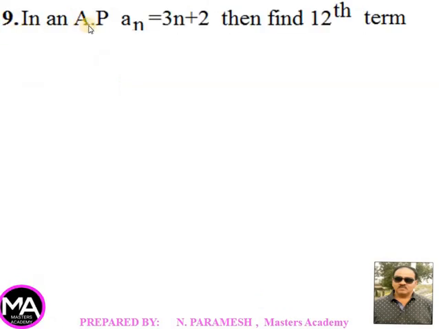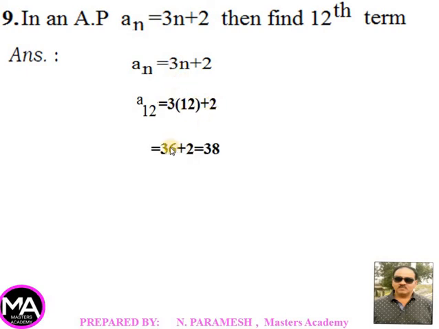Ninth question, in an arithmetic progression an is equal to 3n plus 2, find the 12th term. Answer, an is equal to 3n plus 2, a12 is equal to 3 into 12 plus 2 is equal to 36 plus 2 is equal to 38.